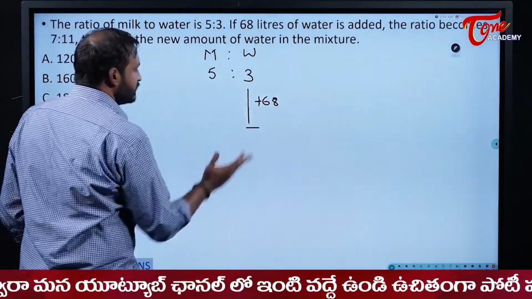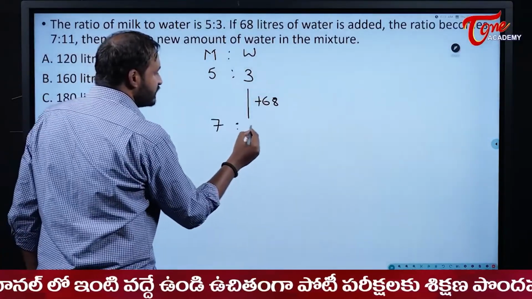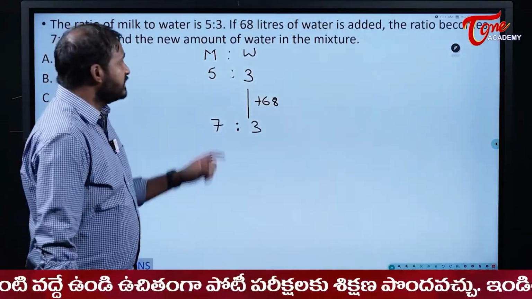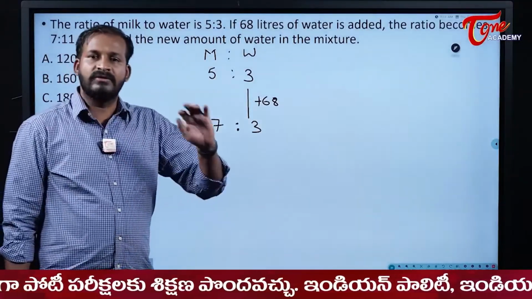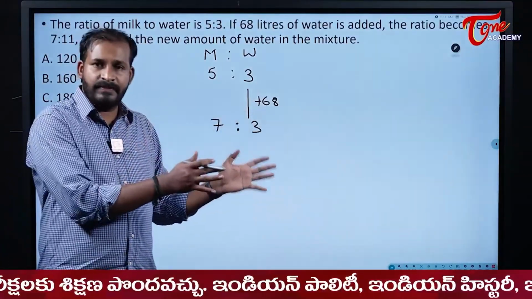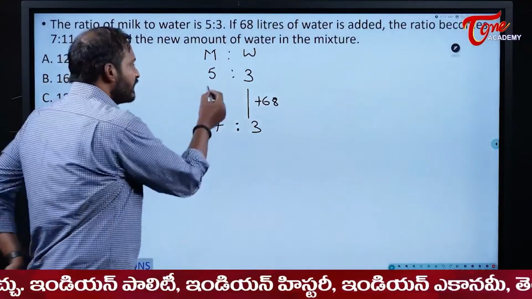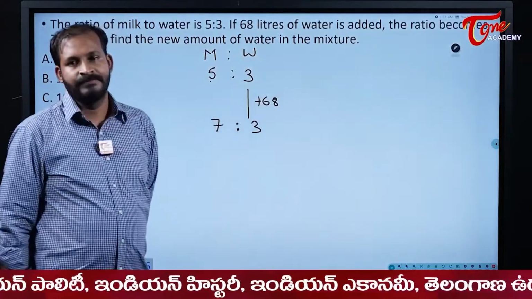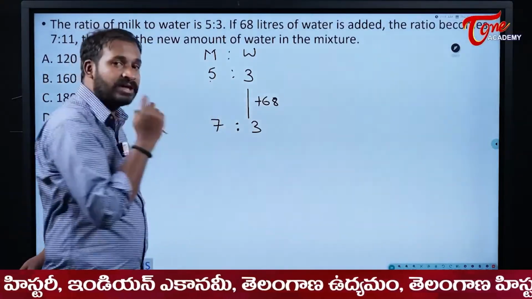Please observe here students. After adding 68 liters of water, the ratio became what for me here? 7:11. Is there any change in milk in this case? Actually speaking, there is no change. Whatever the milk quantity in the previous mixture, the same quantity will be there now also. But what is happening is the proportions were changed. If you observe our last question, there it remained the same, 7 and 7.